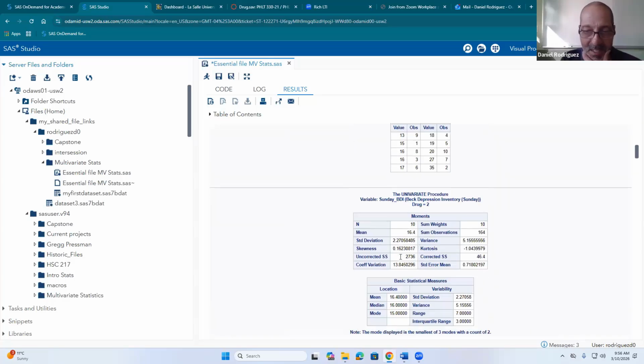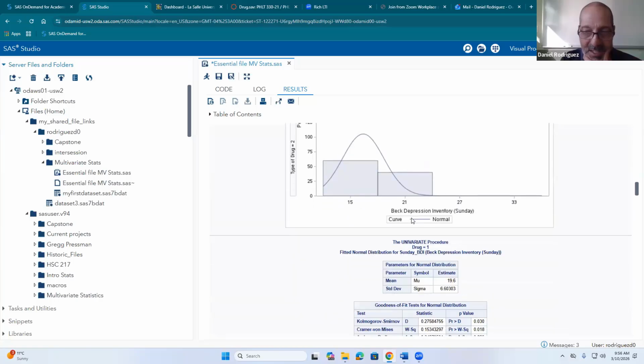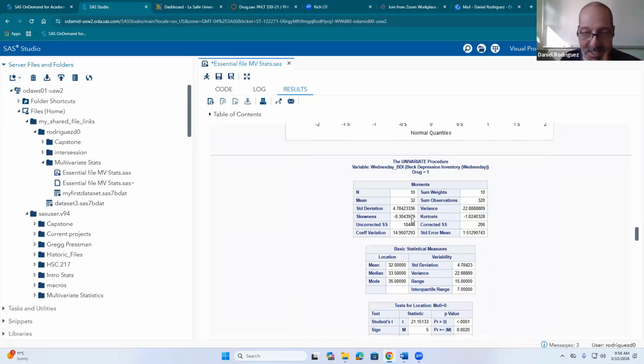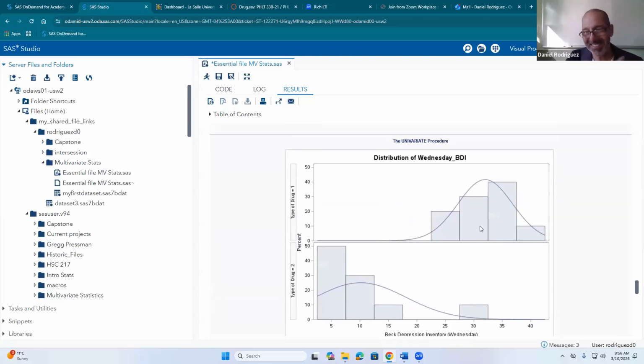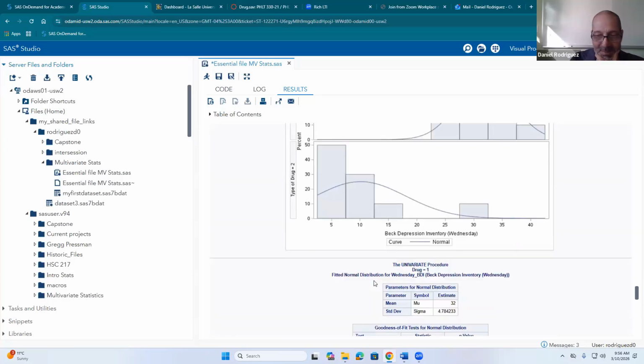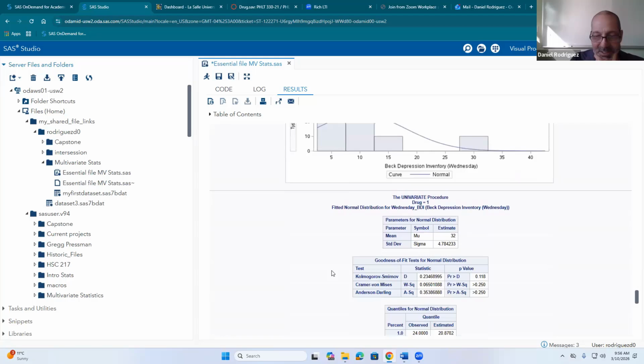Well, it gave me one plot here for drug equals 1, Sunday BDI. It didn't give me one for Wednesday BDI. There it is, Wednesday. Okay, this one, yeah, they don't look normal to me, even though I suppose with the test you can come up with these solutions. But okay, yeah, that's what we get.